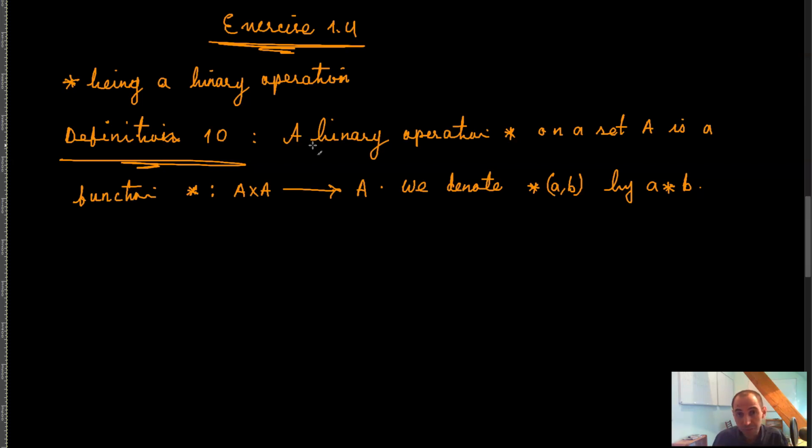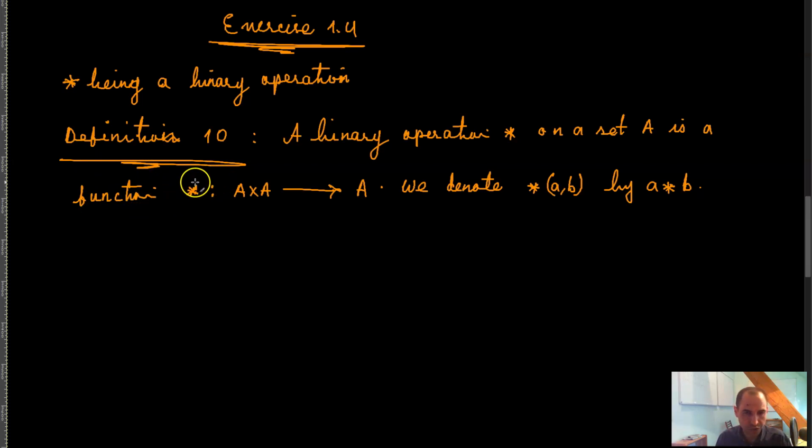So you have to go through each of these chapters once, but then the second time you have to go through all of those definitions again and understand them. As an example, when you say that the binary operation star on a set A is a function, what this means is that first of all you need to understand what a function basically is.